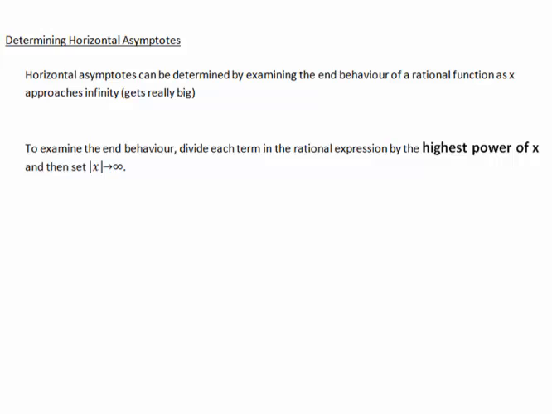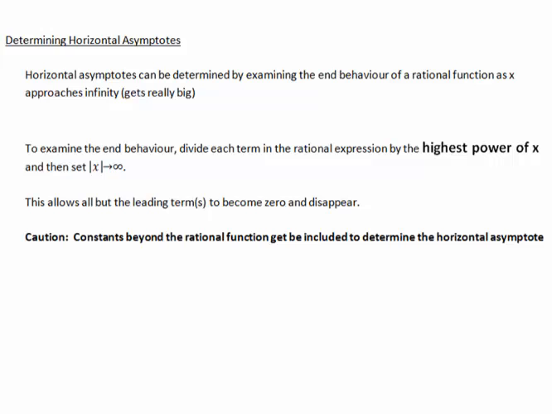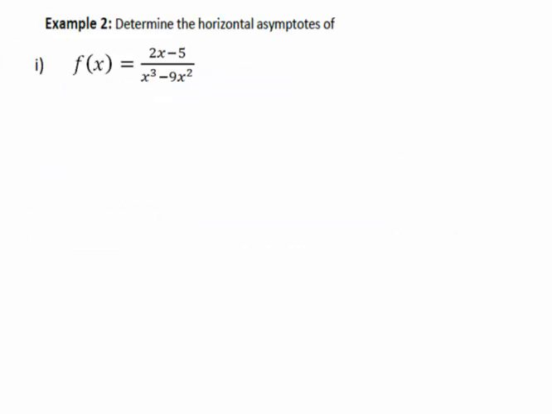And to determine the horizontal asymptotes, what we do is we divide every power of x by the highest power of x, and then set x to infinity. Now that might seem a little confusing at first, but we're going to do an example and explain what that means. Because what this is going to do is allow everything but our leading terms to disappear, and we have to be careful of constants if they exist, because they're going to have to be determined in the horizontal asymptote. And all of this is going to become clearer as we work our way through these next three examples.